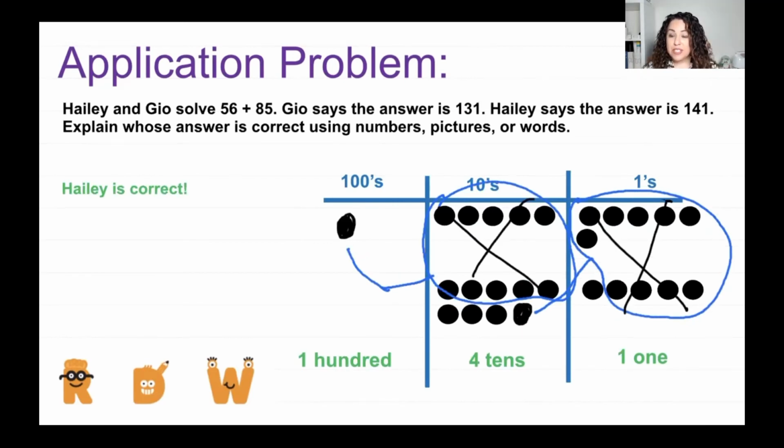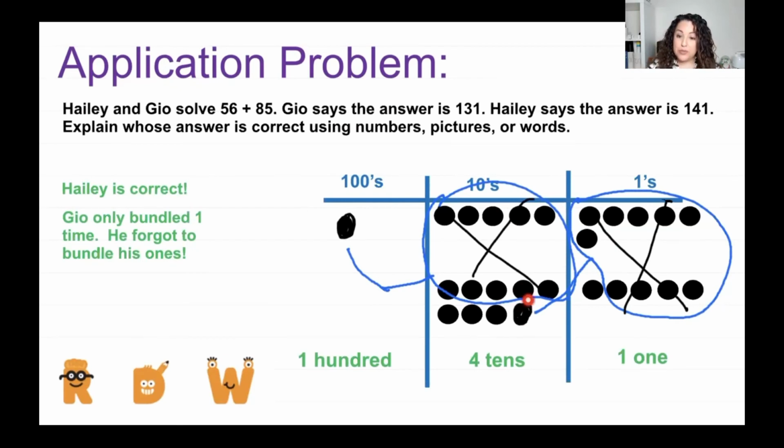So let's see what Gio did wrong. It looks like Gio only bundled 1 time. He forgot to bundle his ones. Now from what I see, he probably made a group of 10, but I think what he forgot to do was draw his new 10. So he only had 3 10s and then he made a group of 10 and he made 100, but it looks like he's good at making his tens, but sometimes we forget to add that extra 10 right there. So that was Gio's mistake.